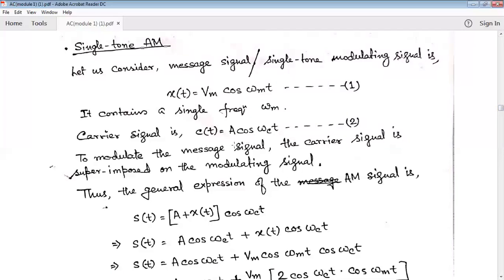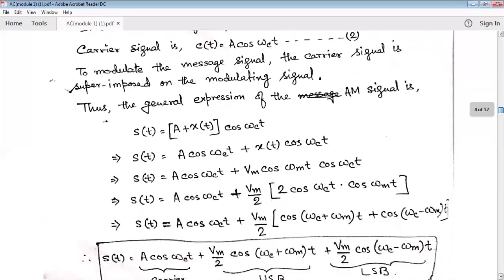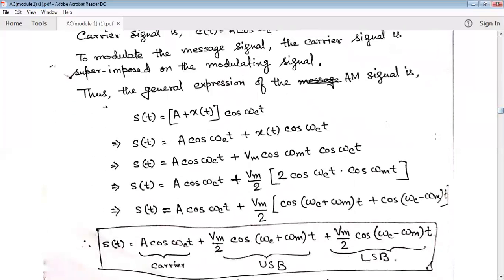Now, we are taking the carrier signal c(t) equals A cos ωc t, where A is the amplitude of the carrier signal and ωc is the frequency of the carrier signal. The general expression of AM can be written as s(t) equals (A plus x(t)) cos ωc t. If we superimpose carrier signal with message signal, it will give you the general expression of single tone amplitude modulation signal, that is s(t) equals, multiply this, it will become A cos ωc t plus x(t) cos ωc t.